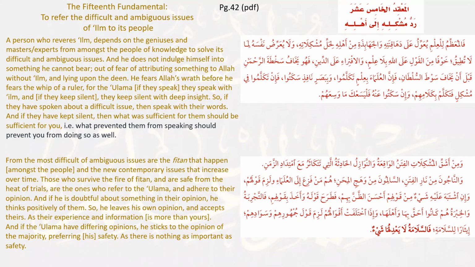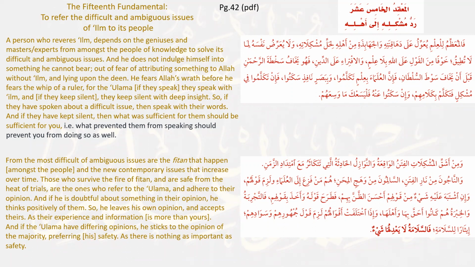فإن العلماء بعلم تكلموا. For the ulama, when they speak, they speak with knowledge. بعلم تكلموا وببصر نافذ سكتوا. And when they keep silent, they keep silent with deep insight. It's because of great hikmah that they keep silent. فإن تكلموا في مشكل فتكلم بكلامهم. If they have mentioned something about a matter of great importance which is ambiguous and people are confused about, then take what they have said, and you also say what they are saying. وإن سكتوا, and if they have kept quiet, فليسعك ما وسعهم, then what was enough for them as a reason to keep silent should also be the reason for you to keep silent.